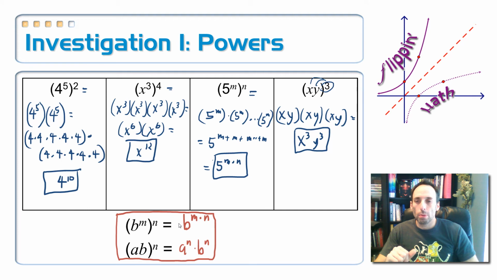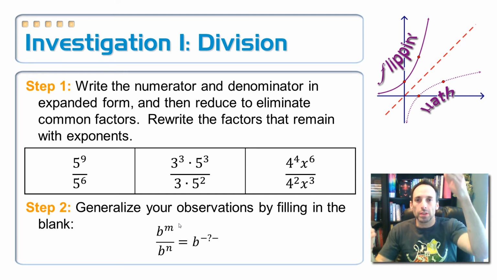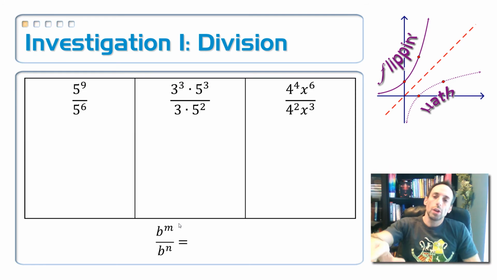Okay, there's one more property here, the division property. So check these out. Expand these things out, cancel factors if you have some on the top and the bottom. Write it in simplest form, and then compare it to the original problem. Try to generalize your observations by filling in that blank right there. Okay. Again, pause the video. Okay. So here we go.